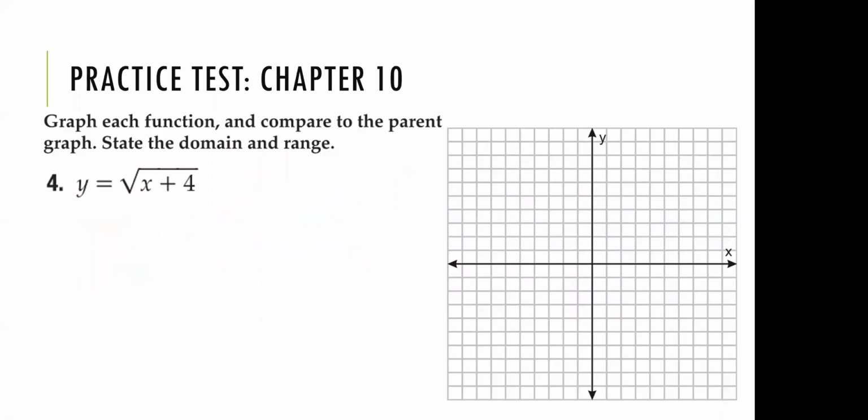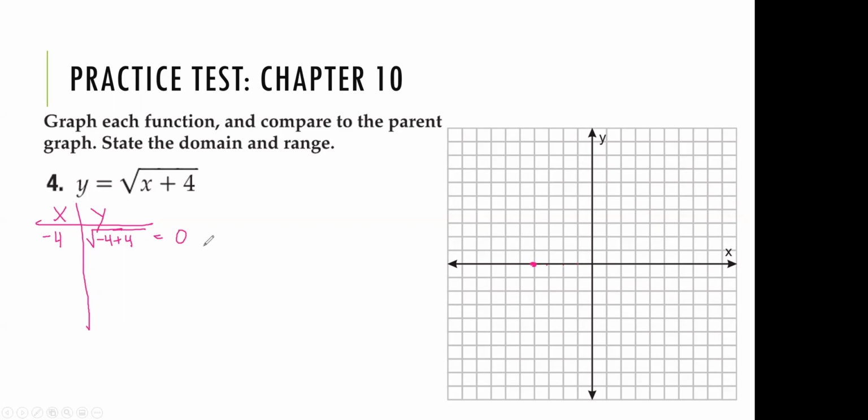Okay, next problem, number 4. Again, same thing, we're going to graph this function here. So I'm going to pick some values for x and then solve for y. So I'm going to start with -4. And the reason I'm picking -4 is because -4 plus 4 is equal to 0, right? And the square root of 0 is equal to 0. So when x is -4, y is 0, okay?